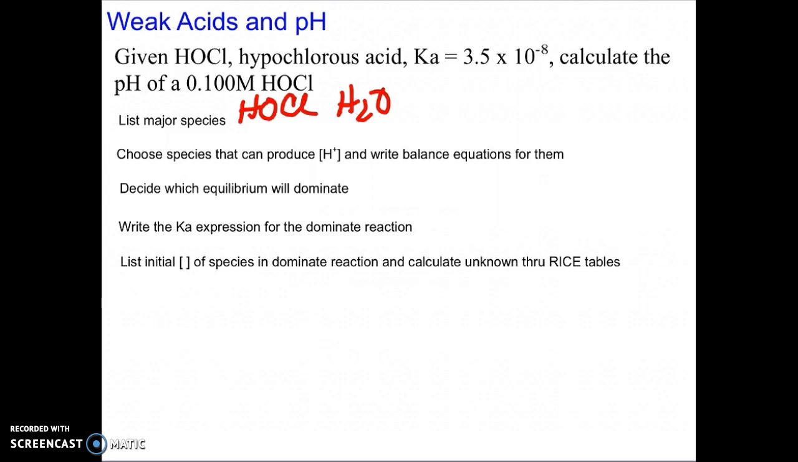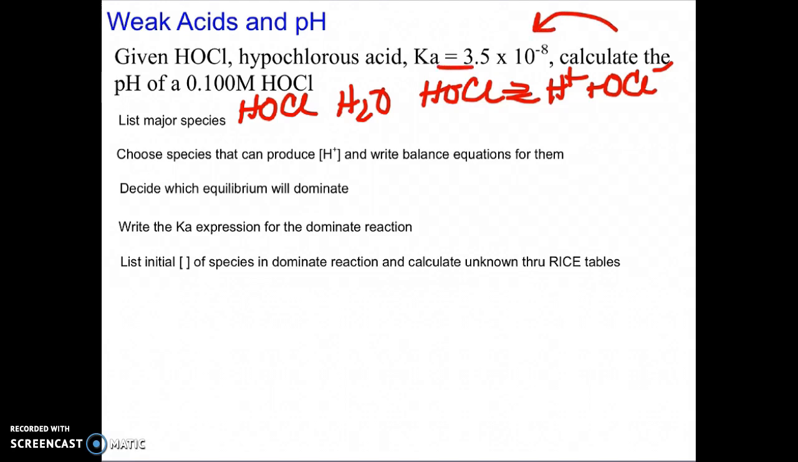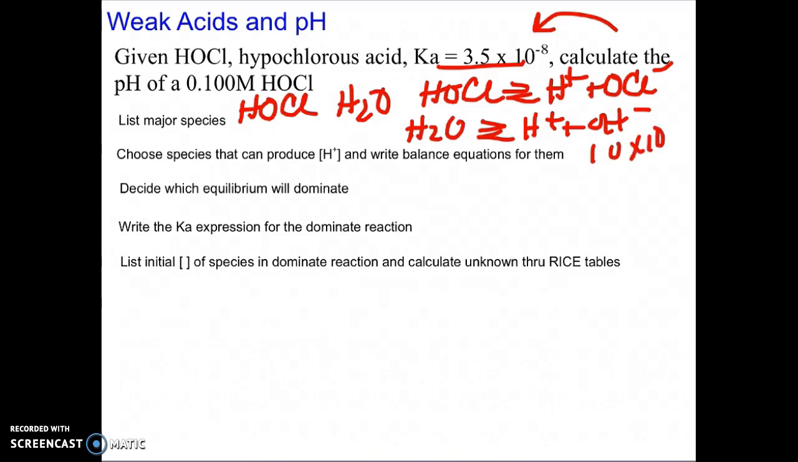In this case, you could say HOCl, double arrow, H+ plus OCl-, and that's what that Ka value is right there. And then you could say H2O, double arrow, H+ plus OH-, and that would have a Kw of 1.0 times 10 to the negative 14th. And clearly you can see that the HOCl will dominate.